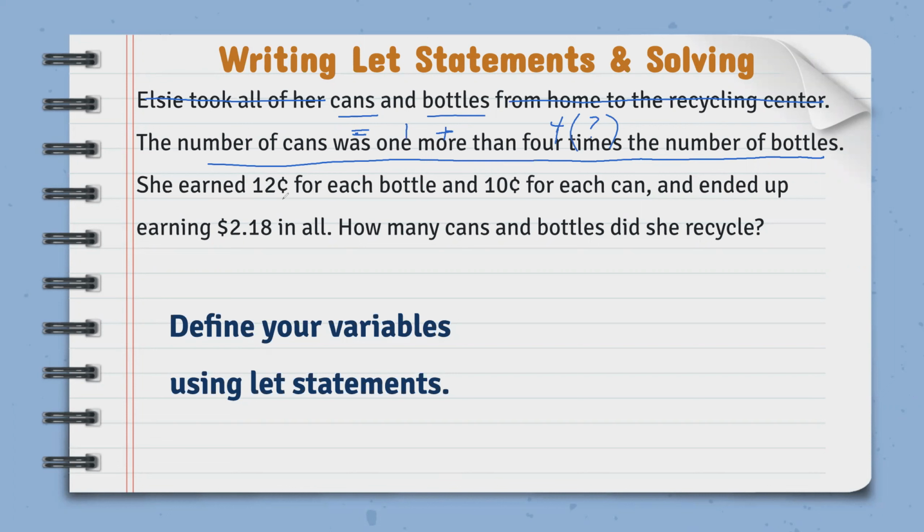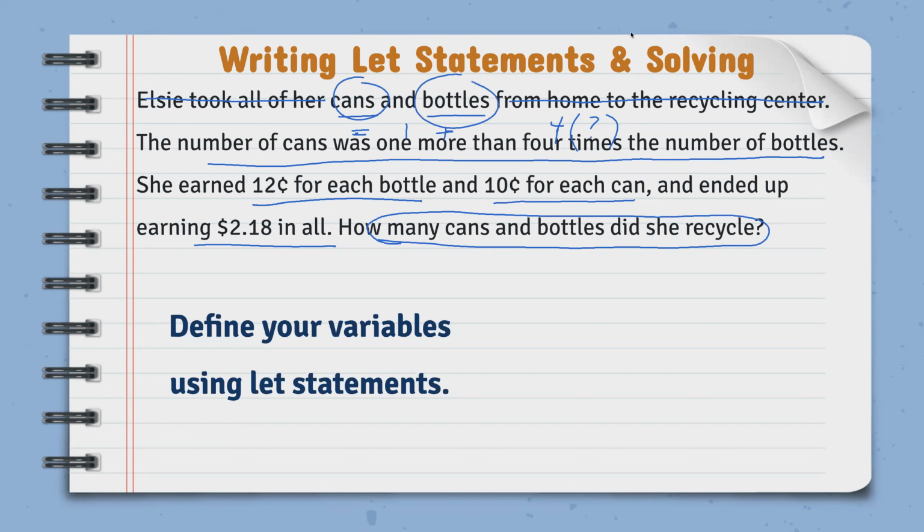More important information. She earned 12 cents for each bottle and 10 cents for each can, and she ended up earning $2.18 in all. How many cans and bottles did she recycle? Right, so the first thing, define your variables using let statements. What are the 2 things she's talking about? Cans and bottles.